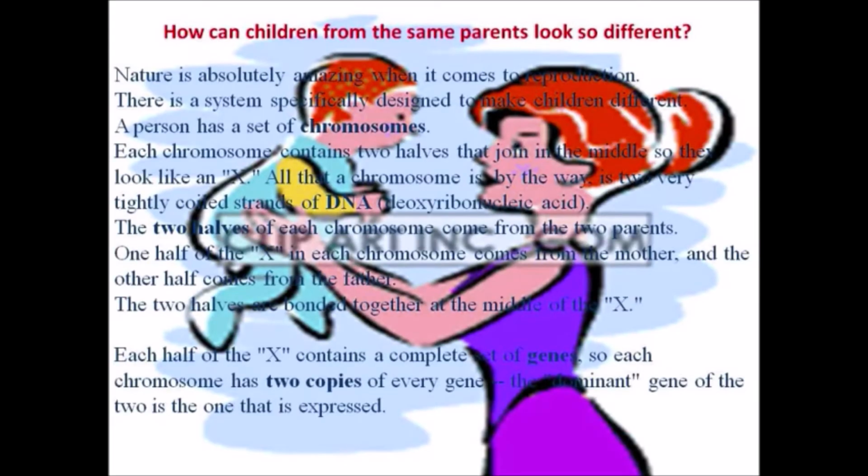How can children from the same parents look so different? Nature is absolutely amazing when it comes to reproduction. There is a system specifically designed to make children different. A person has a set of chromosomes. Each chromosome contains two halves that join in the middle so they look like an X. All that a chromosome is, by the way, is two very tightly coiled strands of DNA.